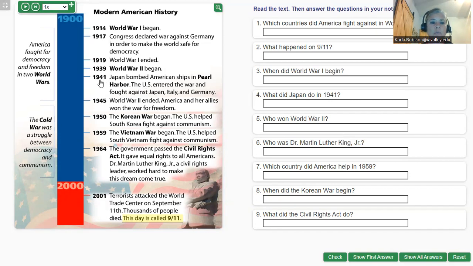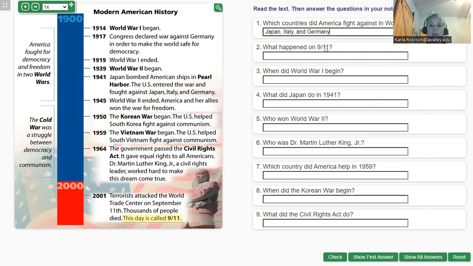So I'm just going to read it. It says Japan bombed American ships in Pearl Harbor. The US entered the war and fought against Japan, Italy, and Germany. Okay, so on this one, we find our keyword by scanning, but then we have to slow down and actually read to find the answer. So the answer is Japan, Italy, and Germany.